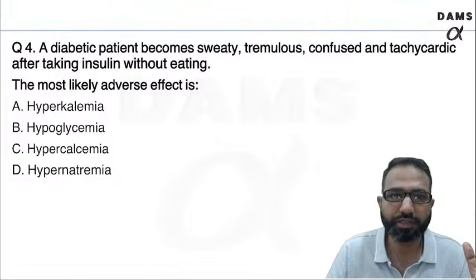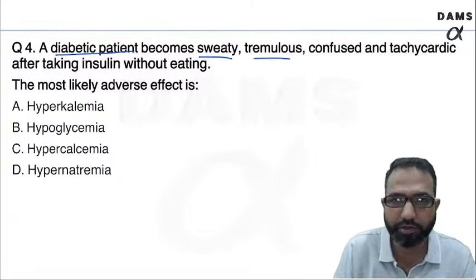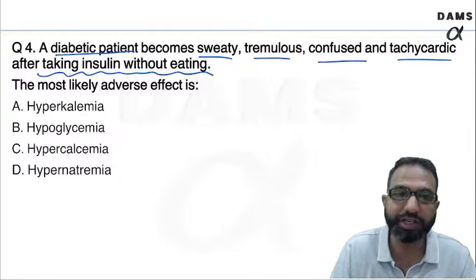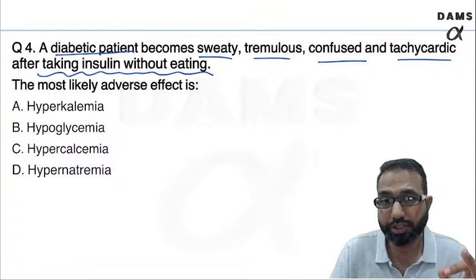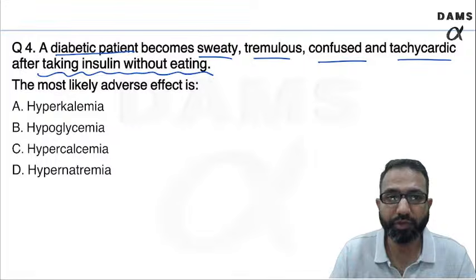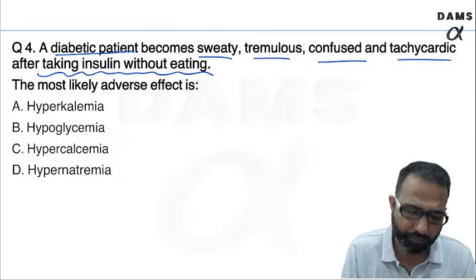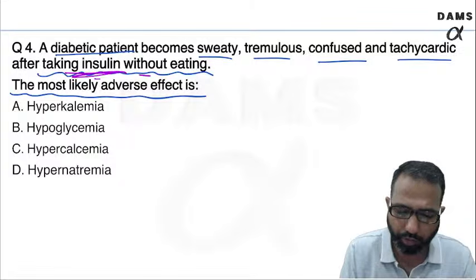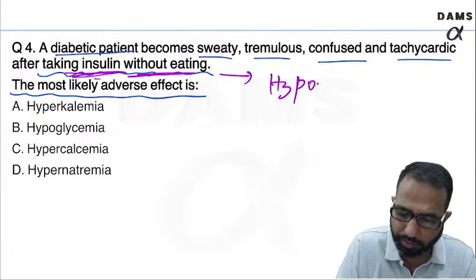Okay, let's see the next question. A diabetic patient becomes sweaty, tremulous, confused, tachycardic after taking insulin without eating. Very characteristic symptoms are there: excessive sweating, tremors, confusion, tachycardia. Taking insulin without eating. What is the most likely adverse effect? So if you give the insulin and the patient is not eating anything, what is the main problem with the insulin? That is hypoglycemia.